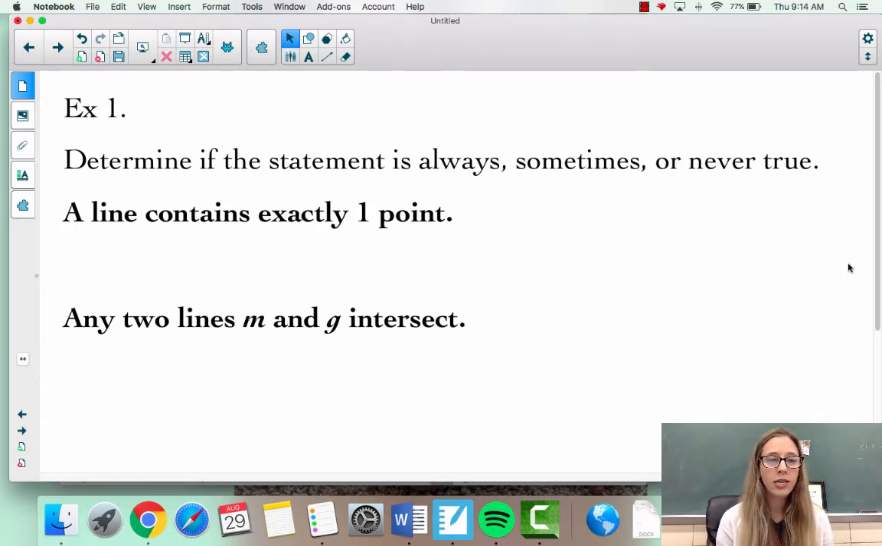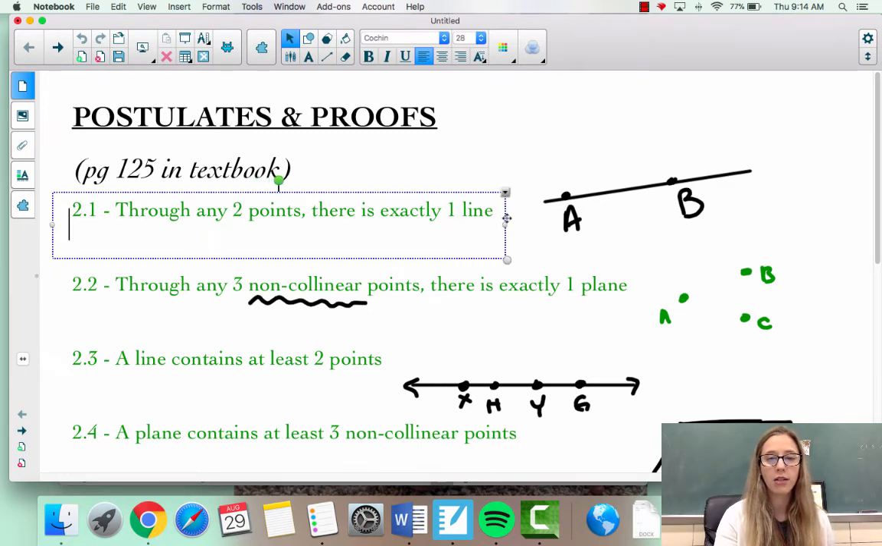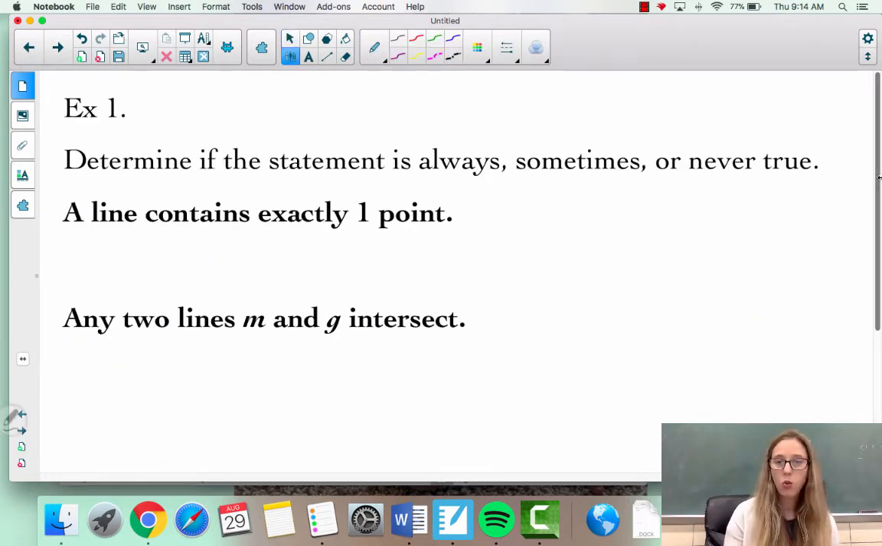So in example 1 here it says a line contains exactly 1 point. Well, if you think back to our postulates, the ones where they talk about lines, we've got 2 options here. We've got that through 2 points there's exactly 1 line, or that a line contains at least 2 points. So in this case, postulate 2.3 would be the best resource for answering this.